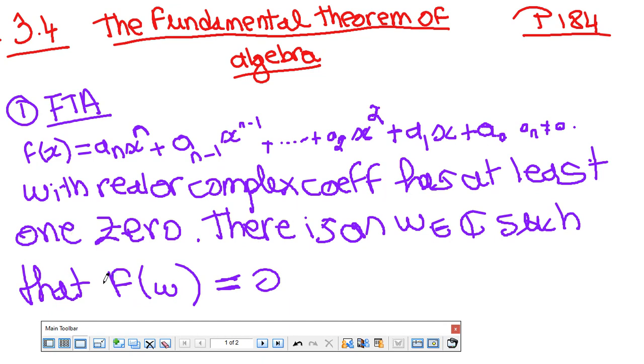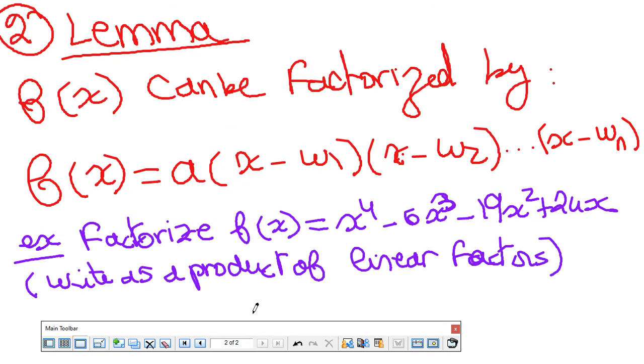It means that at least I have a zero. This zero could be a complex or it could be a real number. And then we move to the lemma of this theorem. If I have roots for this polynomial, it means that f of x can be factorized. How can I factorize it? Let's say that w1 is a root. It means x minus w1 is a factor.